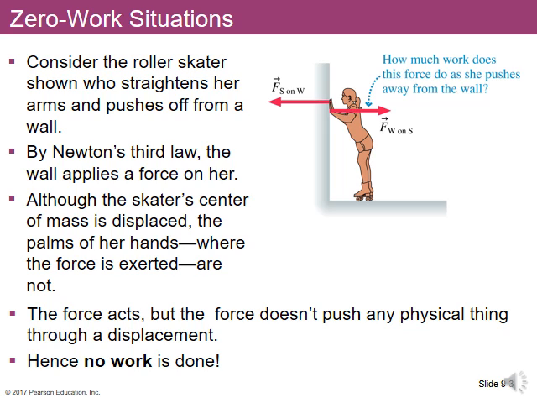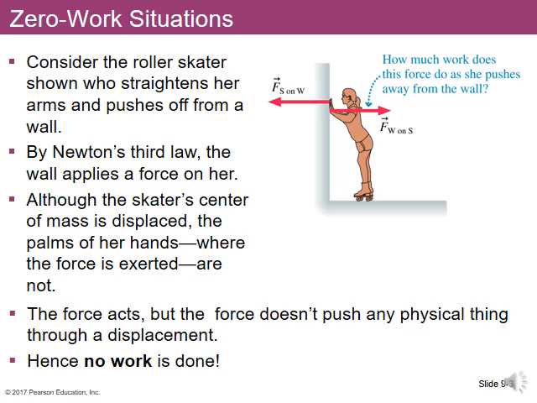Another situation in which there's no work done is in the case of the roller skater here. So imagine this girl's on roller skates. She pushes off against the wall. How much work does the force that the wall pushes back on her with do on her as she pushes? Well, in this case, this is a little bit tricky because she's actually moving, right? As she pushes against the wall, her feet maybe move backwards. So she straightens her arms and pushes off from the wall.